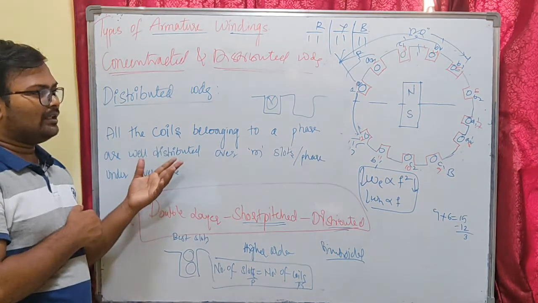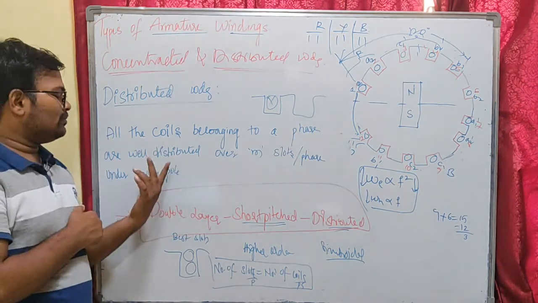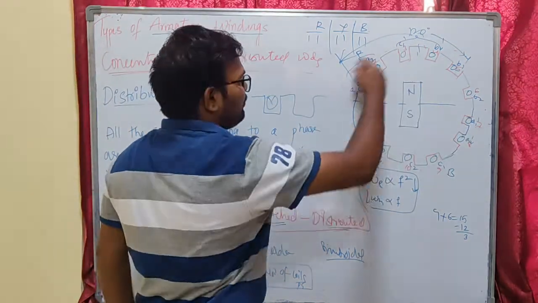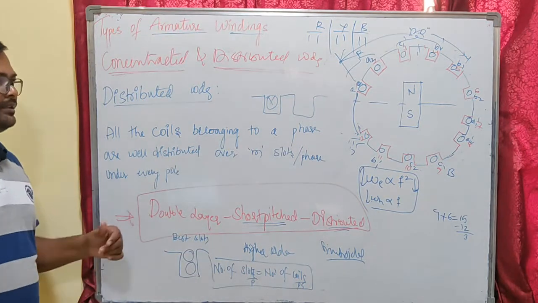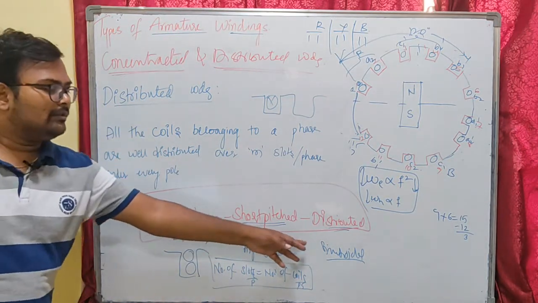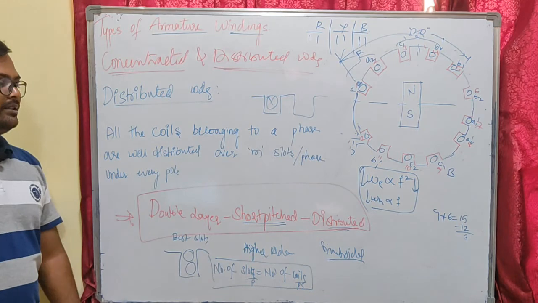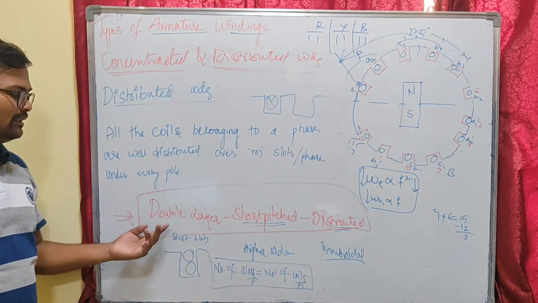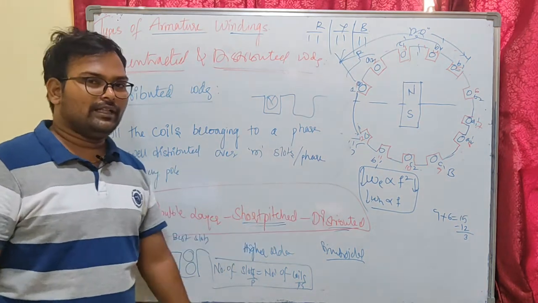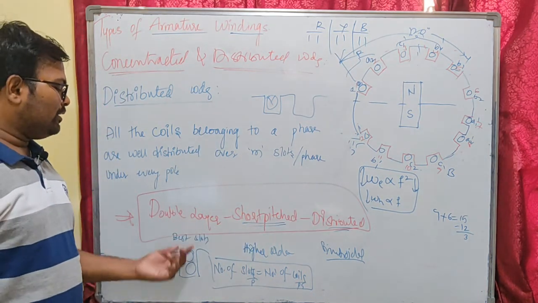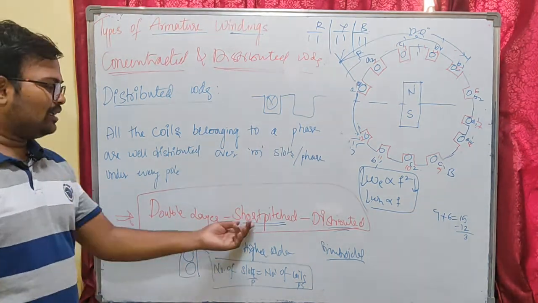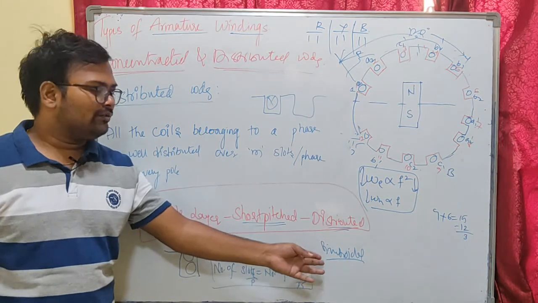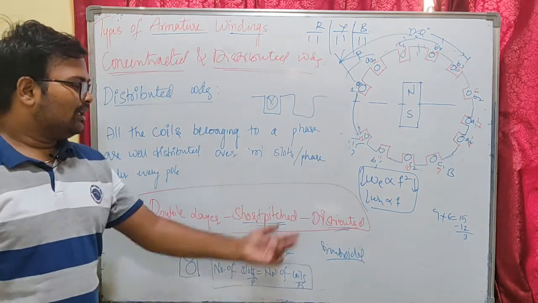In distributed winding, all the coils belonging to a phase are well distributed over the number of slots per phase under one pole. The coil sides are distributed all over the periphery. So for distributed winding, the EMF waveform will be almost sinusoidal. These are the advantages of double layer short pitched distributed winding, which is used in practice. For double layer winding we use most of the place in the slots. For short pitched winding we eliminate higher order harmonics. For distributed winding we get the EMF waveform nearly sinusoidal. So these are the advantages of this winding.